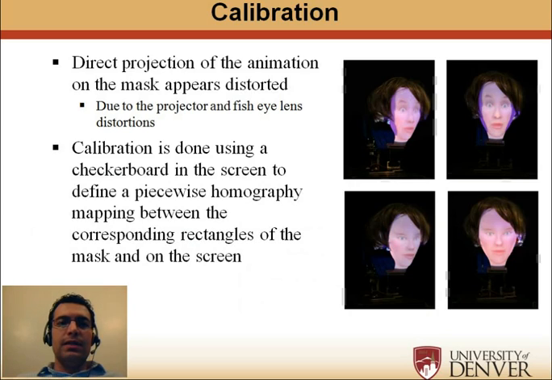An important step in designing a retro-projected or light-projected robotic face is the calibration. Due to projector and fisheye lens distortion, direct projection of the animation on the mask appears distorted. The calibration is done using a checkerboard on a screen and defining a piecewise homography mapping between the corresponding rectangles of the mask and the screen. More details can be found in the paper. Here is an example of the animation projected on the mask before and after calibration.